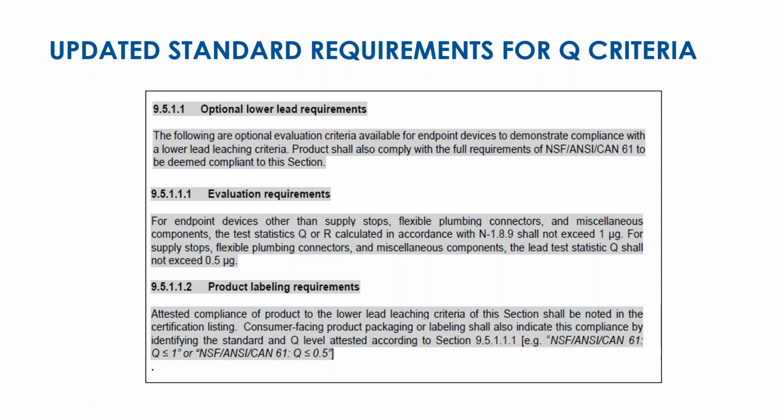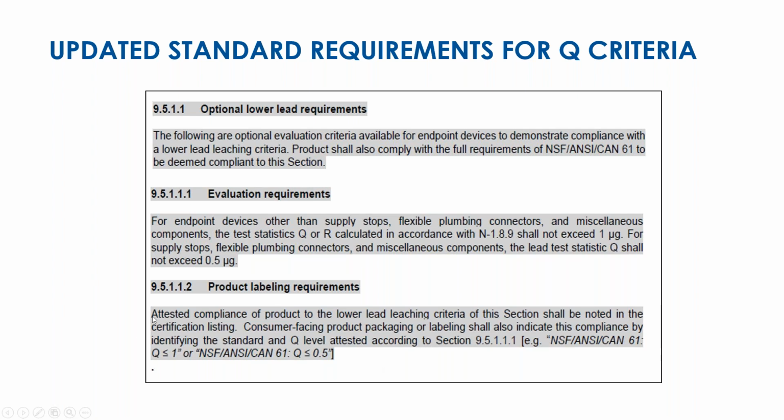Additionally, products that are evaluated to the new criterion must indicate that they comply with the new criterion on their consumer-facing product packaging. This is in order to distinguish newer compliant stock from older stock with the same trade name that may still be available on store shelves.